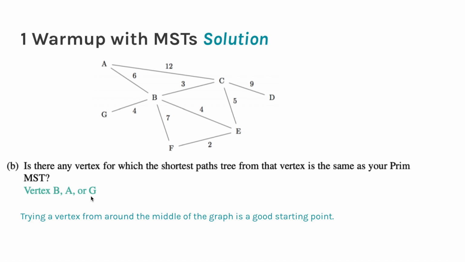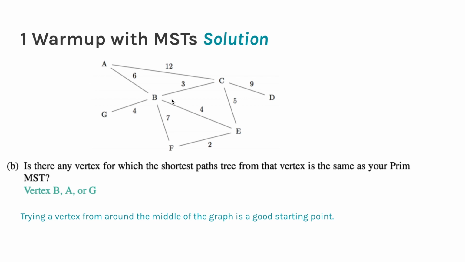It was sort of lucky that the example we did starting at A happened to have the same tree. In general, if you're trying this out, start from a vertex around the middle of the graph. That has a decent likelihood of having the same shortest path tree and MST, because if you start around the middle of the graph, all the nodes are likely to be close to you, so you're less likely to take convoluted paths for which the MST would not match the shortest path.